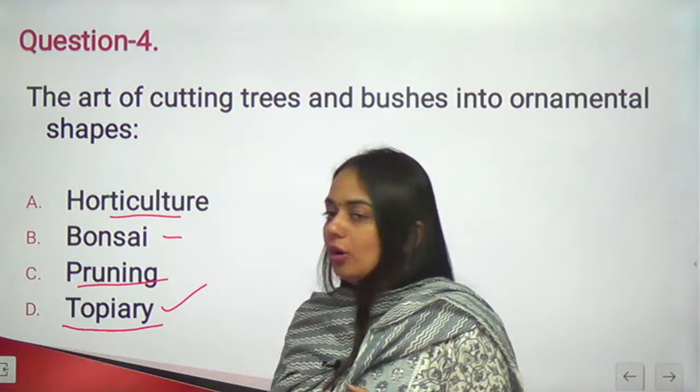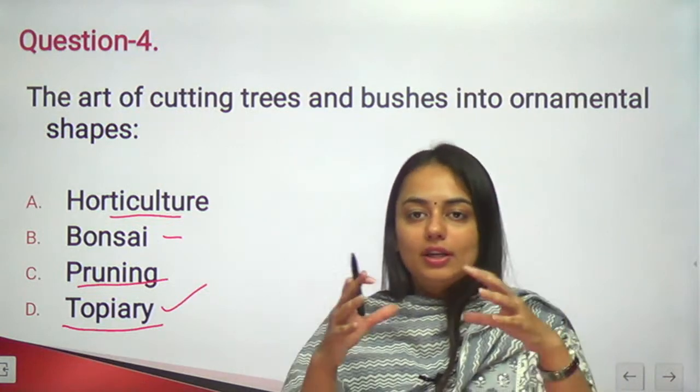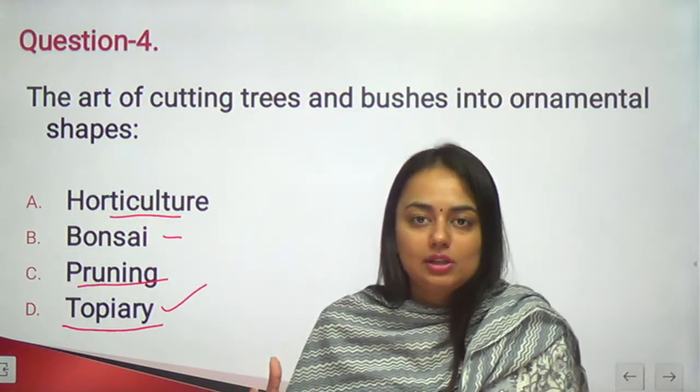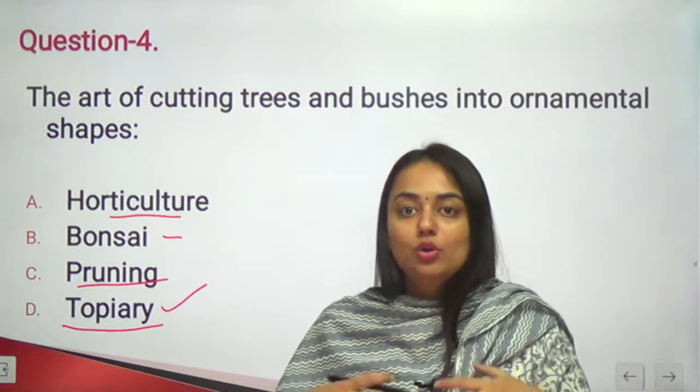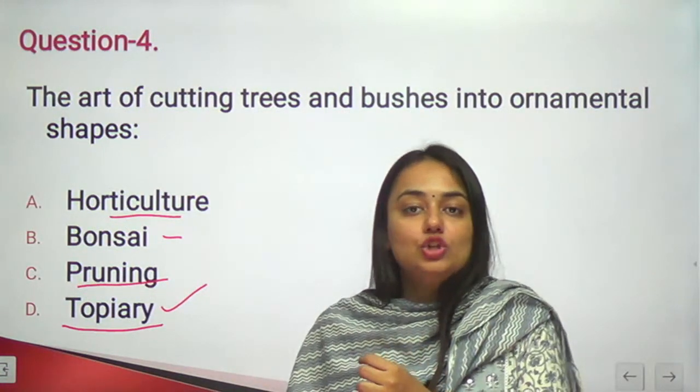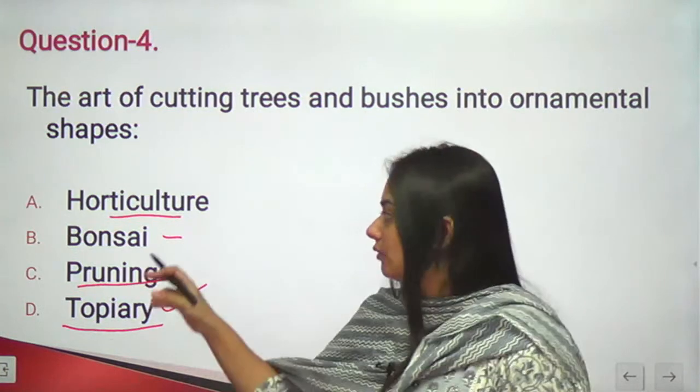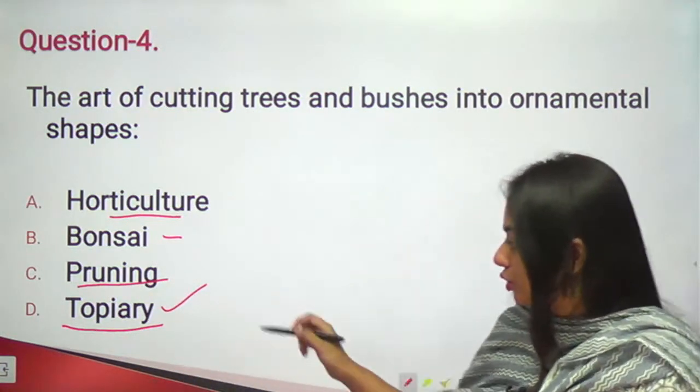So the answer should be topiary. An already grown plant that you are cutting into an ornamental shape will be topiary. And if you are growing it from the very initial stage into a particular shape, then it will be a bonsai. So it should be topiary.